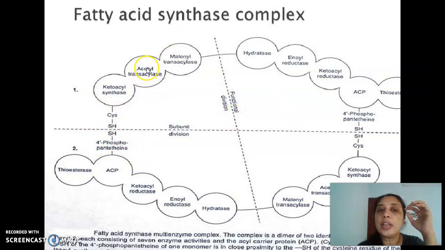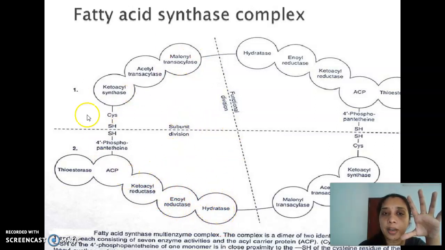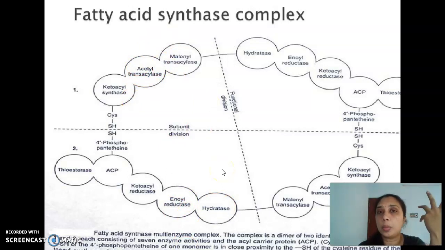Right? So E1, E2, E3 of monomer 1 will be interacting with E4, 5, 6 and 7 of the other monomer. So this is how the functional division is happening. Similarly, E4, E5, E6, E7 of monomer 1 is interacting with E1, E2, E3 of the second monomer. So this is how the reaction is happening.